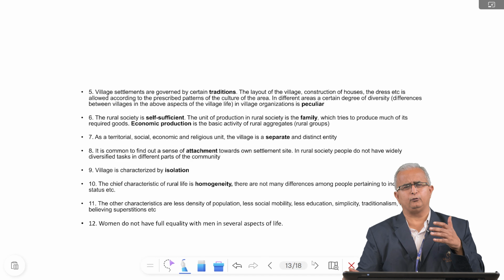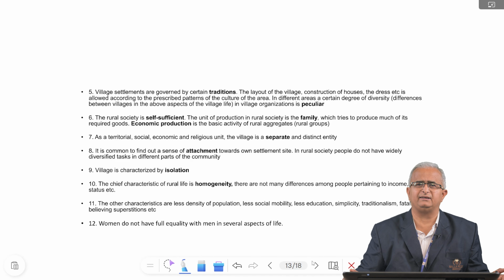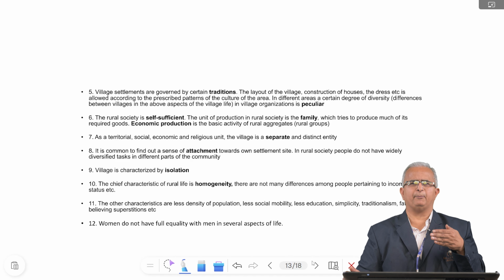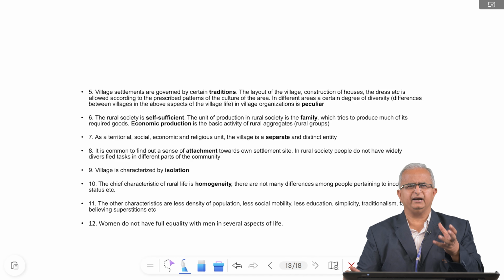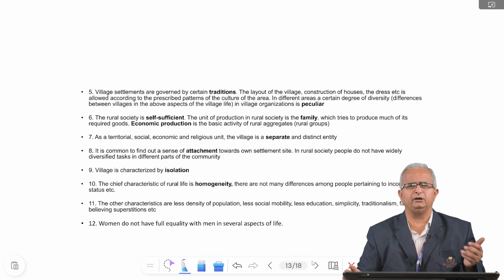And each and every rural society is self-sufficient. They take up economic production activity, and the basic unit of production is the family in the villages. And each and every village is a separate, distinct entity. Entity means it has its own identity, its own uniqueness. And each village comes up with its own uniqueness.